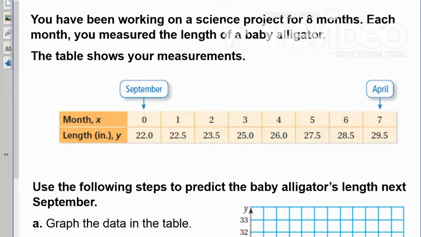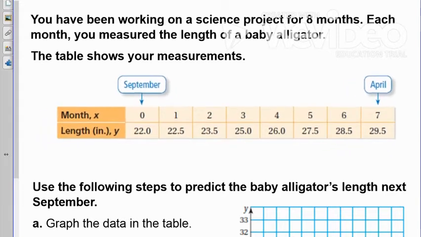All right, so here we have a scatter plot given an example. You've been working on a science project for 8 months. Each month you measured the length of a baby alligator. The table shows your measurements. So the table below shows the months that you've recorded, the given lengths in inches of a baby alligator. So we've got months as X and lengths as Y.